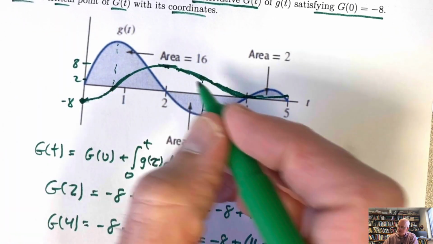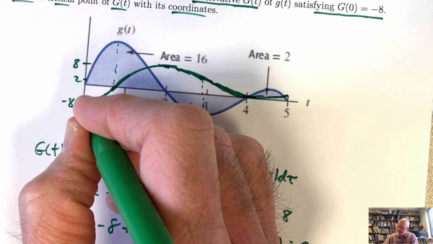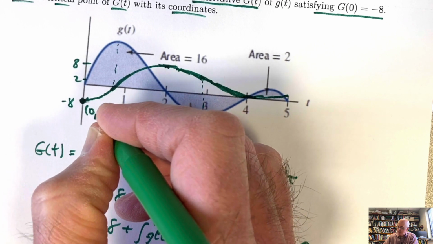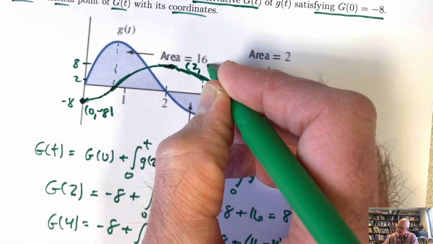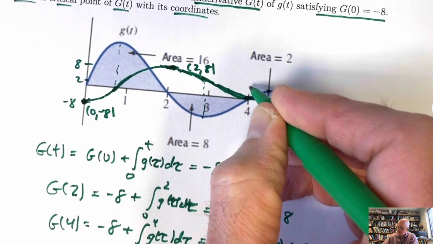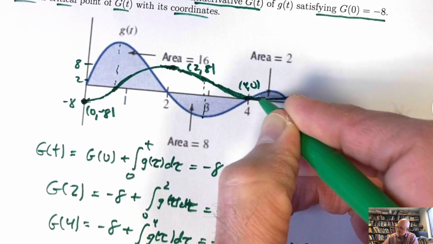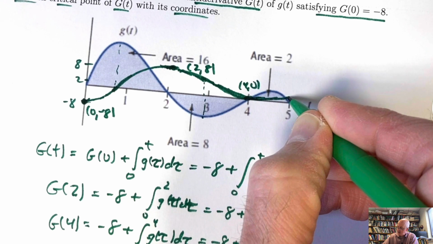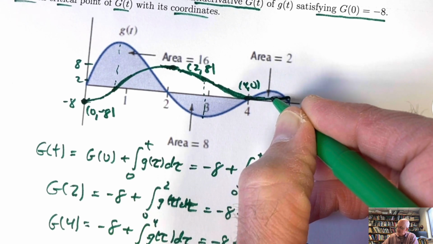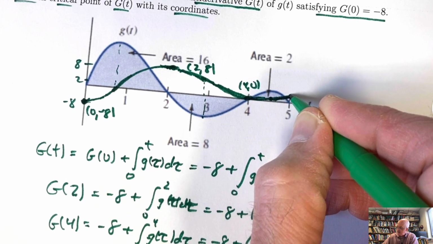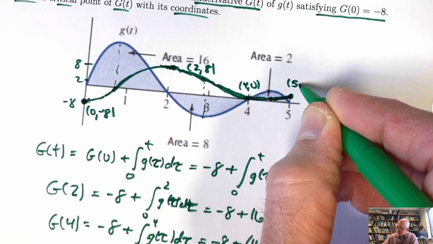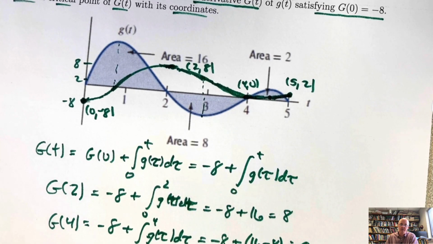What are the critical points where the derivative of capital G is 0? This point is a critical point, 0, -8. This point here is a critical point, 2, +8. This one's a critical point, 4, 0. And this one's actually a critical point as well. There's actually an inflection point right about there. The graph's concave down after that point. Right about there at 5, 2 would be your last critical point for capital G.